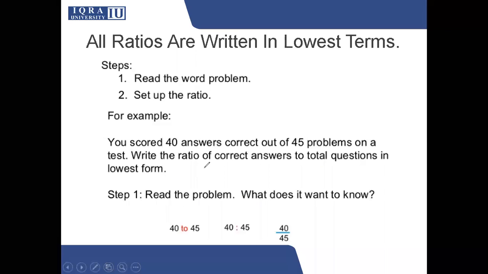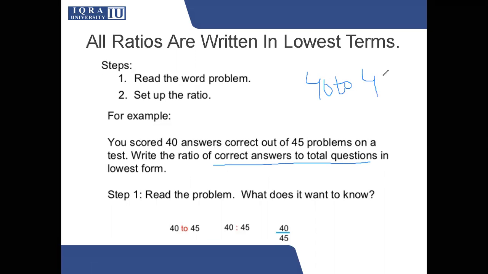Whenever we're trying to take out mathematical data from a word problem, it is important to read the problem carefully. We want the ratio of correct answers to the total questions. So how many correct answers did I have? I scored 40 answers correct. 40 to total problems. How many problems? 45 problems. So 40 to 45 is going to be the ratio in this case, but this is not the ratio in its lowest term. 40 to 45, you can write like 40 to 45, 40:45. It's the same thing.